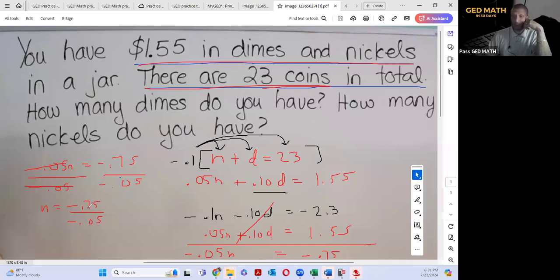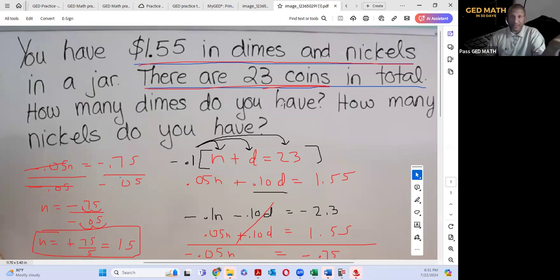Make them whole numbers. Move this two places, 1, 2. Whatever I do on the top, I do on the bottom, 1, 2. n equal, two negatives make a positive, 75 divided by 5, which is 15. So the number of nickels you're going to have, because n stood for nickels, is 15.